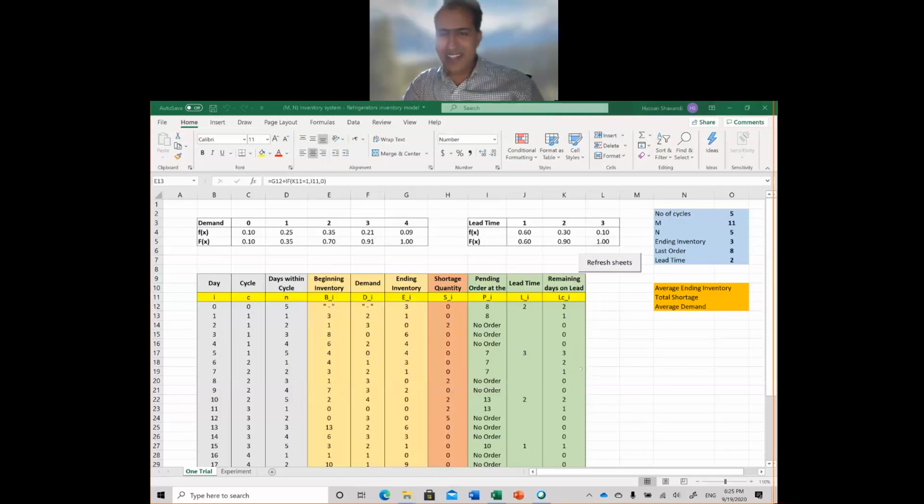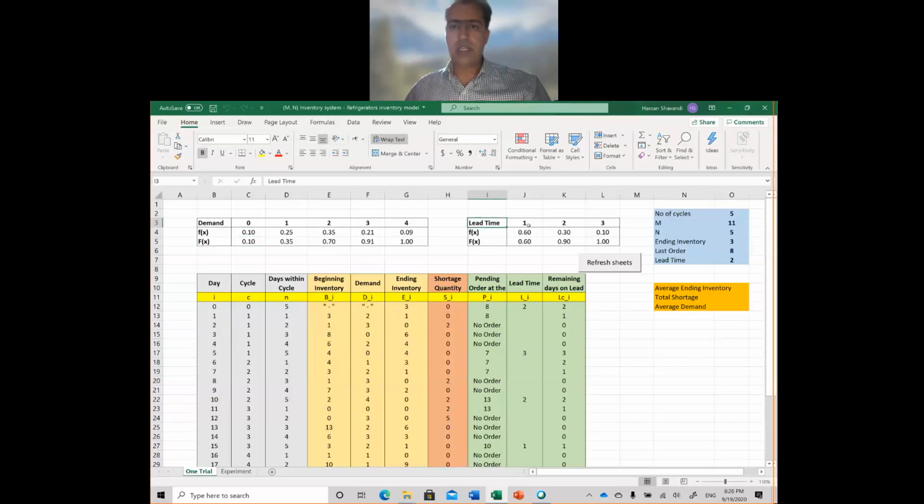Hi again. This is for the MN inventory policies. Here we are going to have the simulation model for the refrigerator example. At first we have the data of the problem. The demand will be 0, 1, 2, 3, or 4 units each day. We have the probabilities, we have the CDF function here, and same for the lead time.